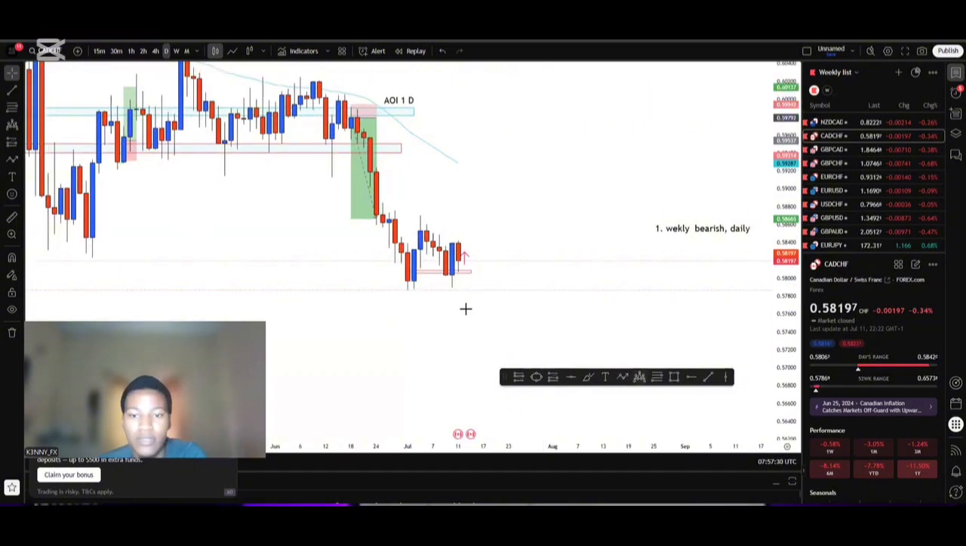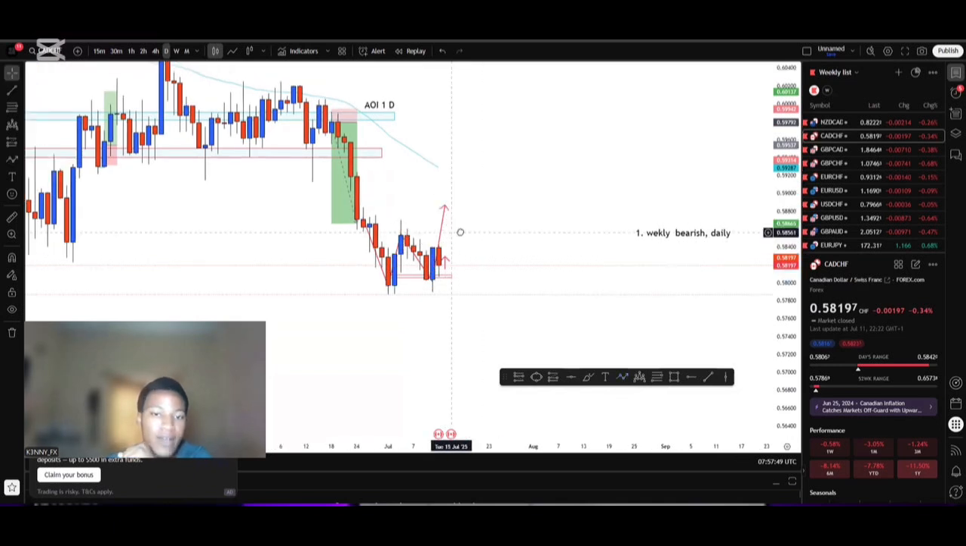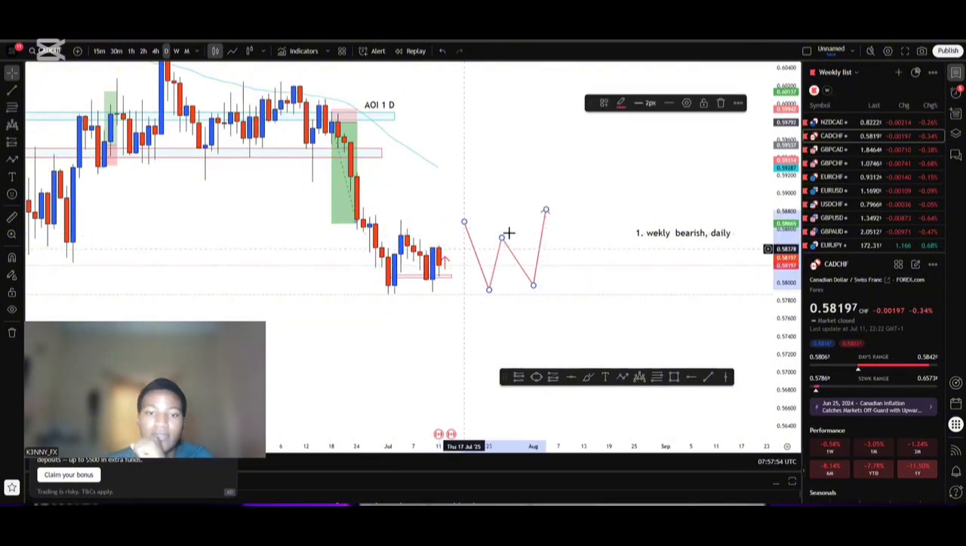As we got to this point here, we had this bullish engulfing showing signs of reversal, right? Price pulled back again and gave another bullish engulfing, showing signs that this might be that double bottom pattern that we traded last week.